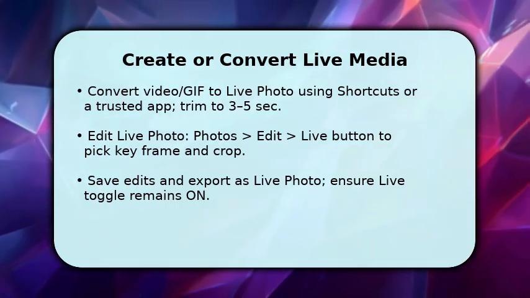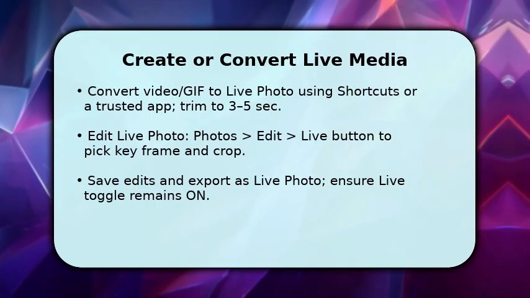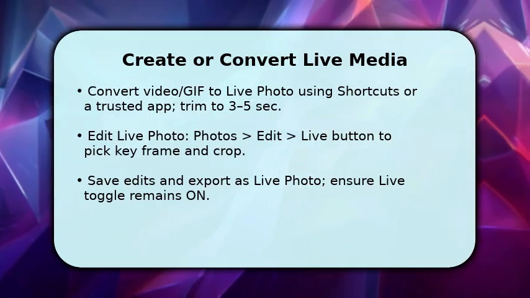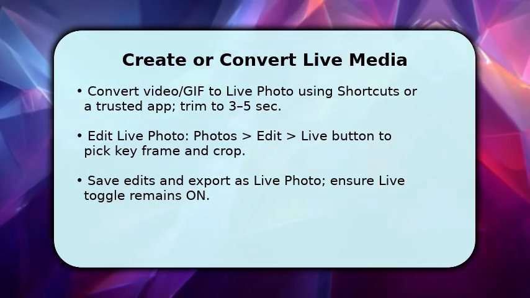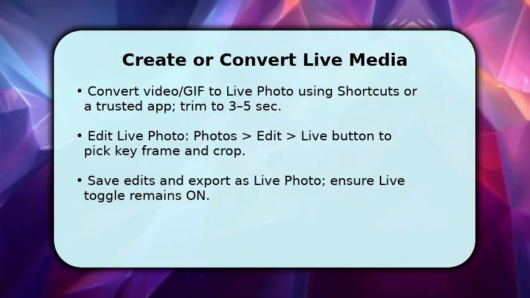If you recorded a video or downloaded a GIF, use the Shortcuts app or a reputable converter to transform it into a live photo trimmed to about 3 to 5 seconds. This keeps file size reasonable and playback smooth.